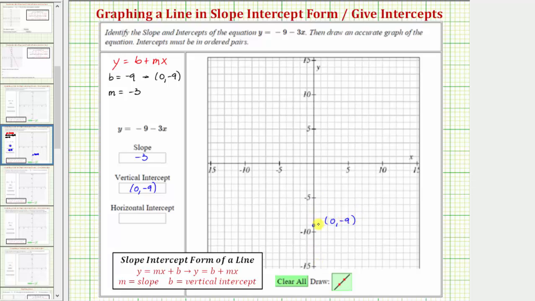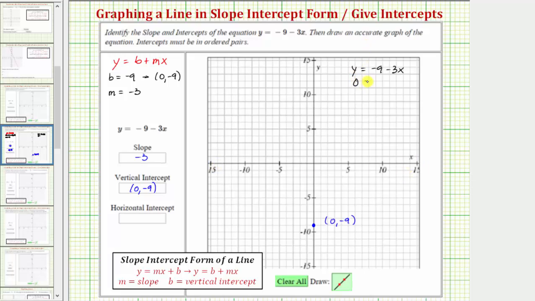Notice how any point on the vertical axis would have an x-coordinate of 0, and any point on the x-axis or horizontal axis would have a y-coordinate of 0. And therefore, to algebraically find the horizontal intercept, we set y equal to 0 and solve for x. So using the given equation of y equals -9 minus 3x, again, to find the horizontal intercept, which is the point where the line crosses the horizontal axis, we set y equal to 0 and solve for x.